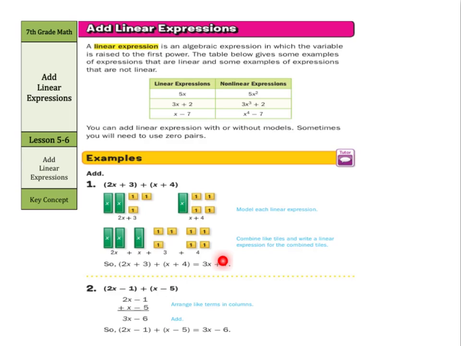So for those of us who are more visual learners, our model should help us see how these things get pieced together. Now number 2 is more of an algebraic way without models, where we arrange like terms in columns. So we have our 2x and our x here being like terms. So we line those up, 2x plus x, well 2x plus 1x is 3x. And negative 1 plus negative 5 is a negative 6. So 3x minus 6. Let's continue on to our examples.